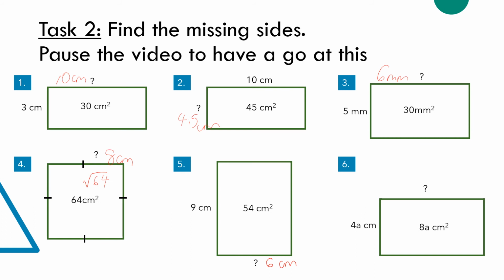And the final one was a little bit tricky. 4a times something is 8a. Well, the a is already there in both, so we don't need to worry about the letters here. But 4 times what is 8? Well, that's 2. So it's 2 centimetres, and that's because 4a times 2 would be 8a. If you had 4a and then another 4a, think about 4 apples and another 4 apples, that makes 8 apples.